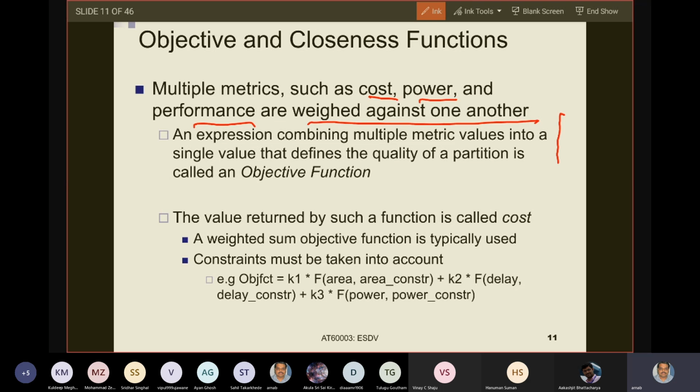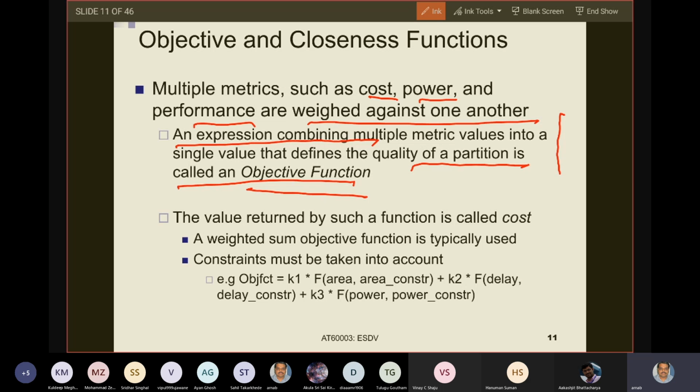So what is an objective function? An expression combining multiple metric values into a single value that defines the quality of a partition is called an objective function. You have done a partition. How good is that partition? To get a numerical answer to how good a partition is, you need an objective function. An objective function will weigh multiple things and give you a single numeric value.